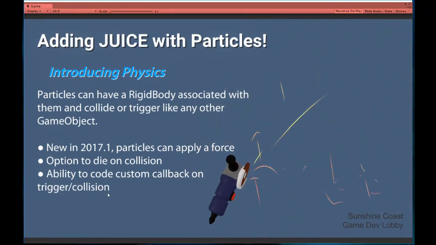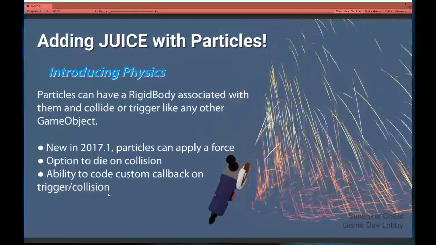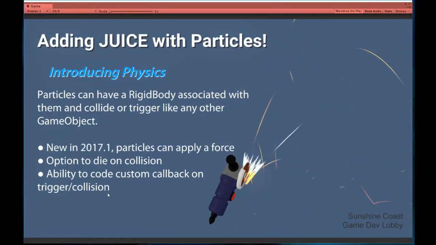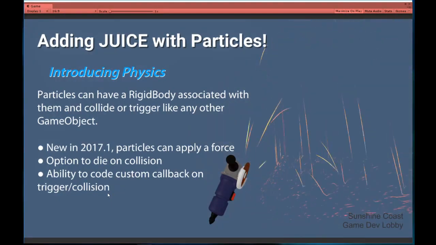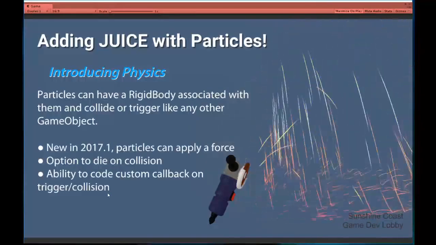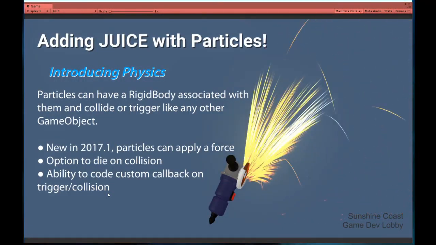New in Unity 2017.1, particles can apply a force to other objects. What that means is you might be able to have a gun, like a spark gun or something, that's shooting out a bunch of particles. Those particles can then move real-world objects. They can push real-world objects that have another collider. So that's pretty cool too, just for using particles.